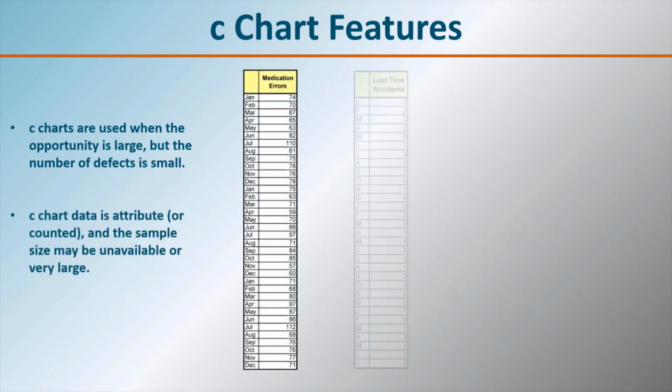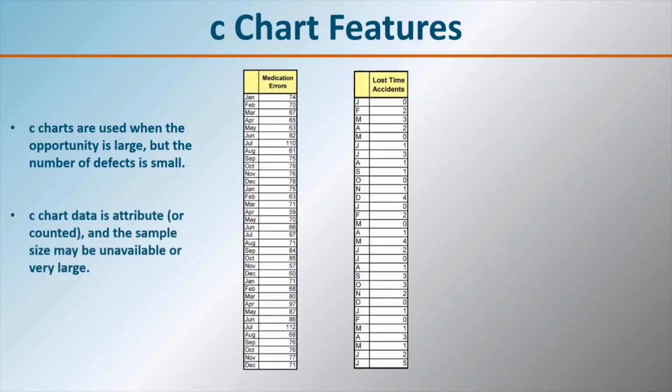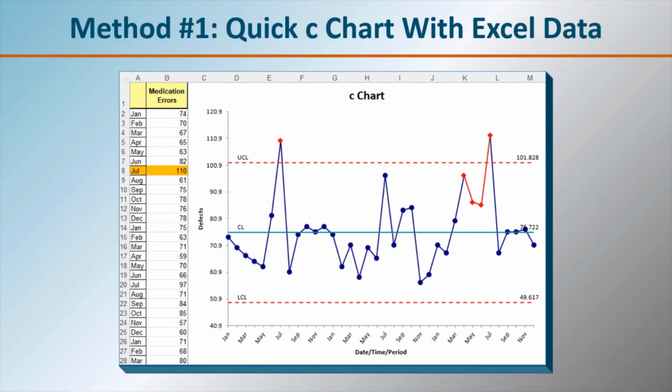C-chart data is attribute or counted, and the sample size is either unavailable or very large. C-chart data often consists of just one column of labels and one column of values. Let's take a look at the 3 methods for creating C-charts using QI Macros.